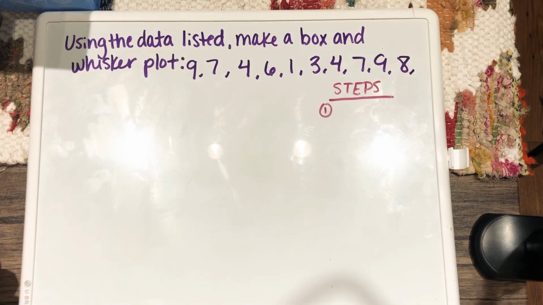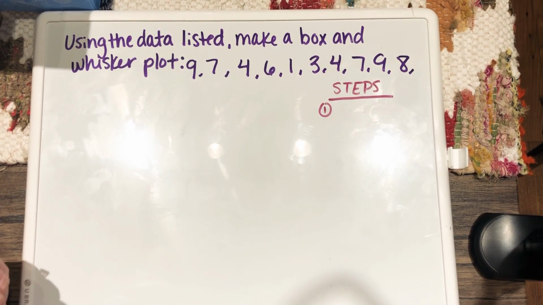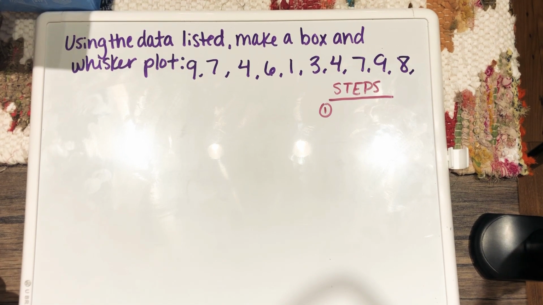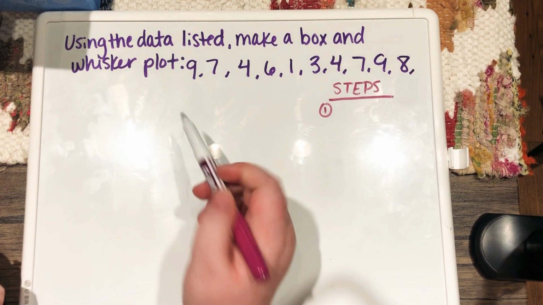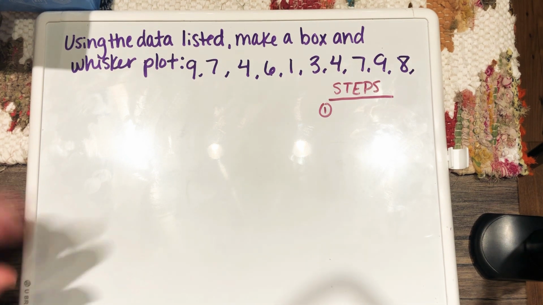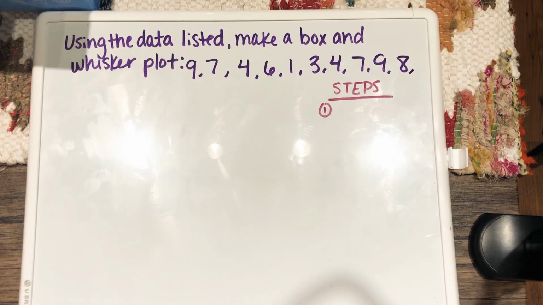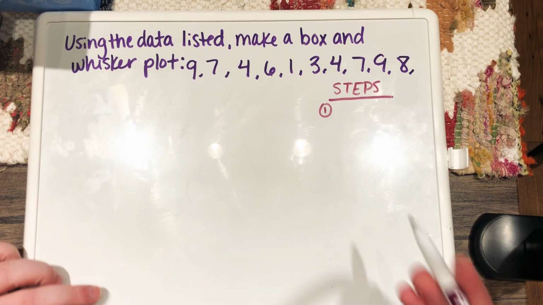All right, everybody. So today's lesson is about creating a box and whisker plot from a given set of data. I've got a data set right here for you, and we're going to quickly go through each step that you need to create your box and whisker plot. Remember, a box and whisker plot shows the spread of the data and also highlights the median, or the center of the data. So here we go.